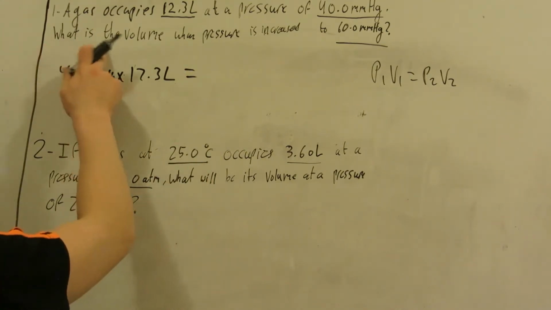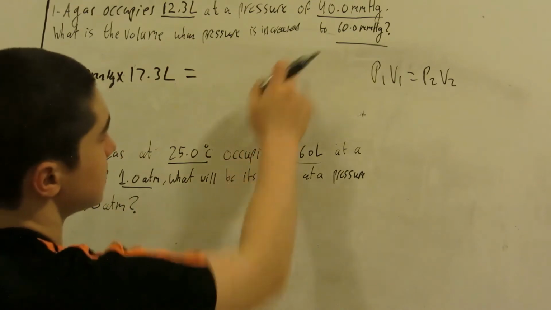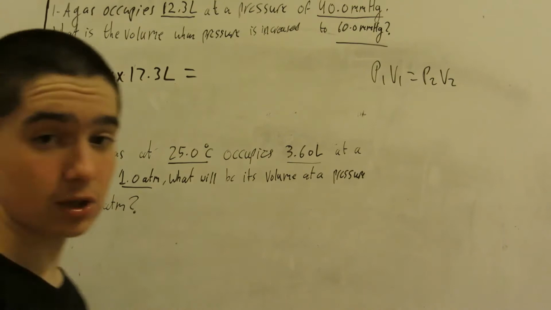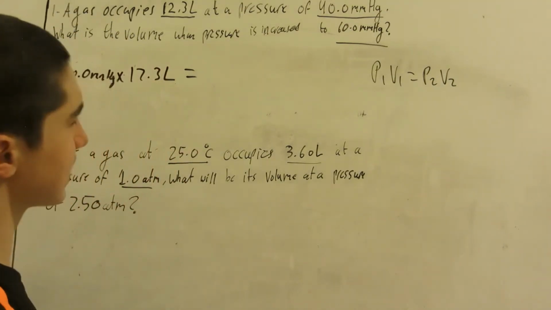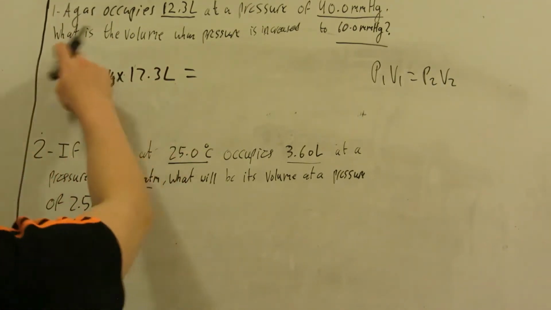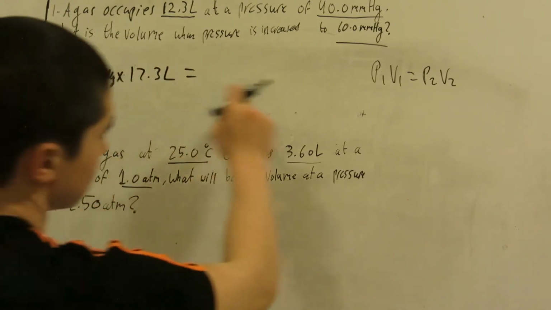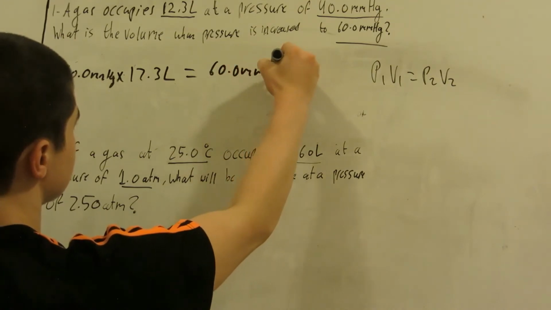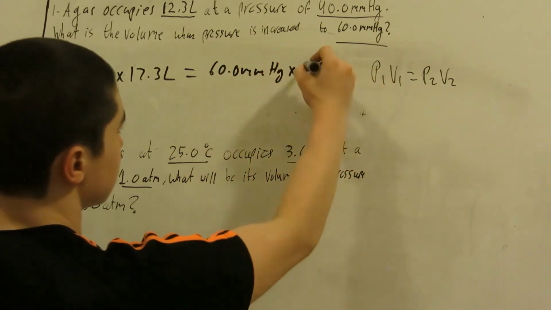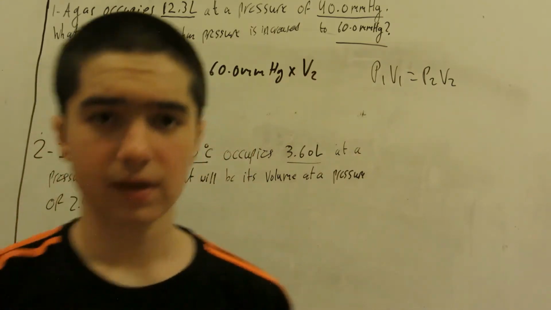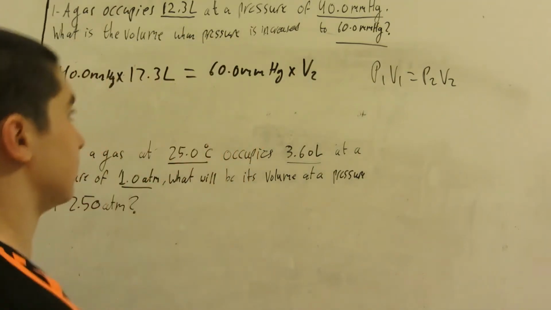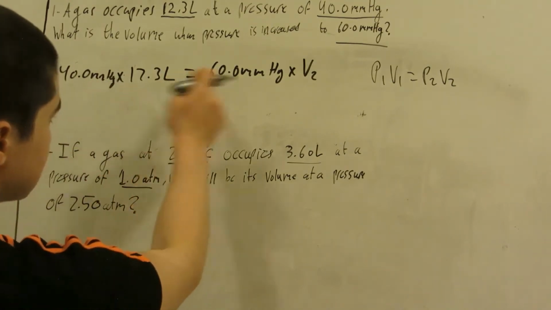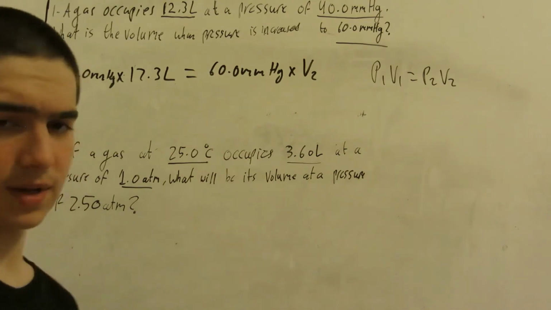It says, what is the volume when pressure is increased to 60 millimeters of mercury? So they're saying that the pressure has increased. If the pressure increased, then we're left with the volume. What is the volume? They want to know. So we write 60 millimeters of mercury multiplied by V2, the final volume. So we know first pressure, first volume, second pressure, but we don't know the second volume. How can we solve that?